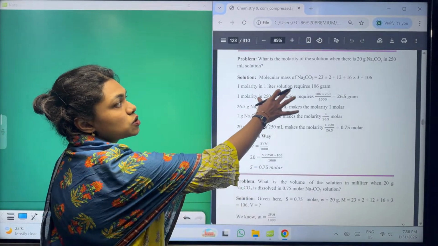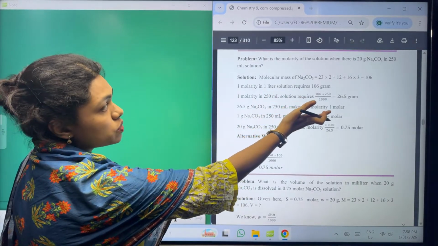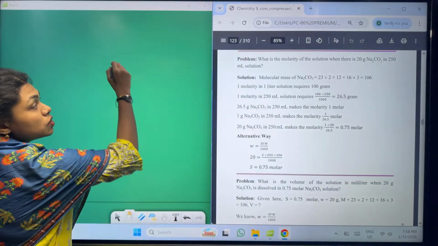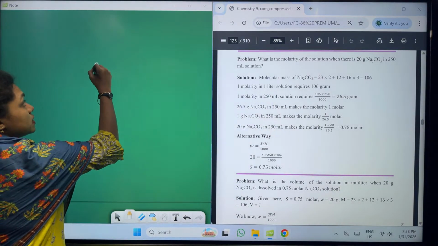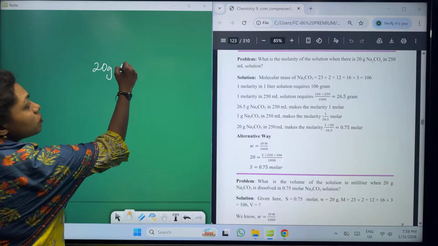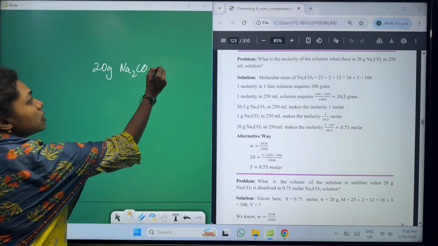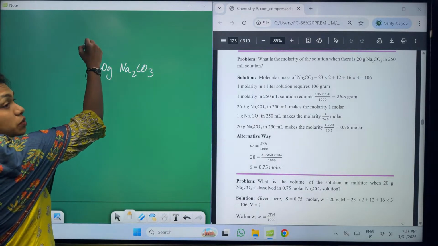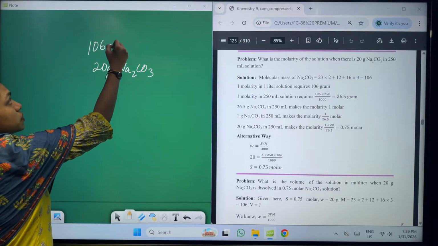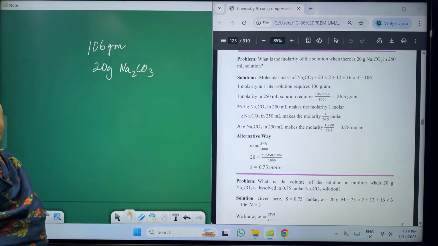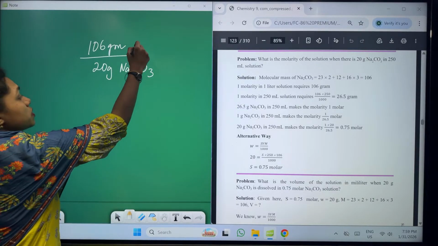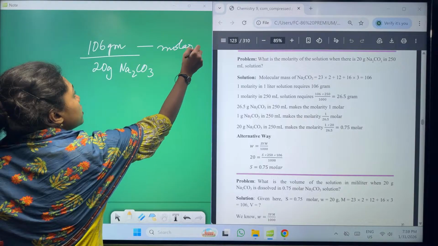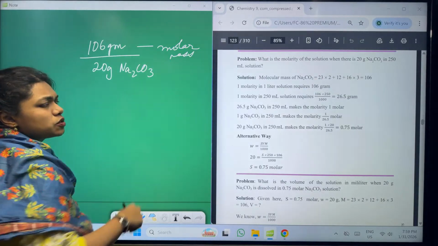So what is the molarity of the solution when there is 20 gram Na2CO3 in 250 ml solution? So what do we have? Let's write that down. We have 20 grams of Na2CO3 as we have counted in our previous class. The molar mass of Na2CO3 was what? 106 gram. The molar mass is the mass of 1 mole of Na2CO3 molecules.